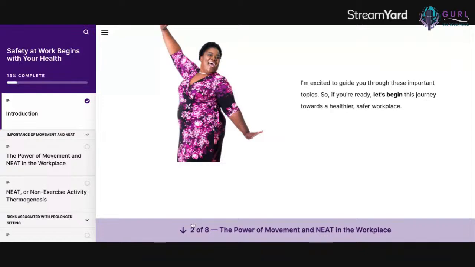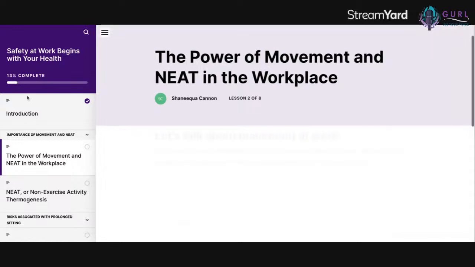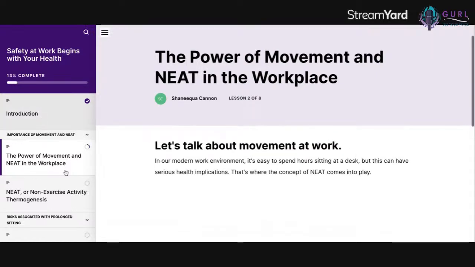And so you'll see down here, it keeps going, and we move to the next subject. Now, y'all see over here, we're 13% complete. We did the introduction. We're moving to the first module, which falls under the section of importance of movement and health. I love this program. It is like so freaking awesome.